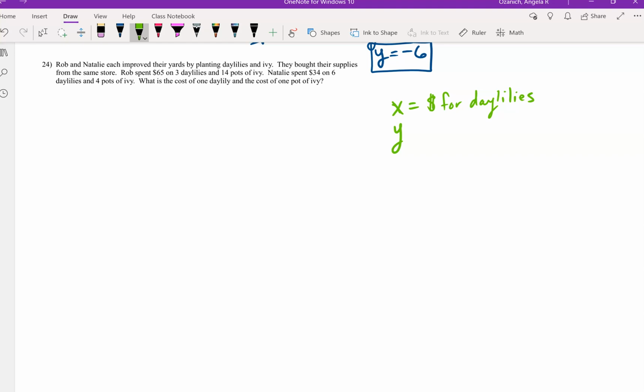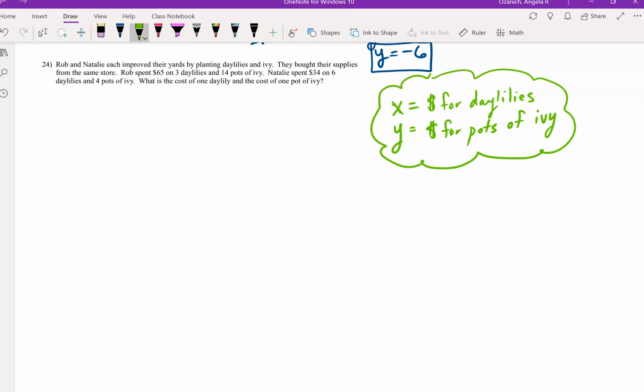Okay. And let's make y be, what else do we have? Pots of ivy. So let's make y be the amount spent for pots of ivy. Okay, so this is actually going to be a super important first step for all of your story problems, is just to define what your variables are going to represent. And you could have used D for daylilies and I for ivy. I'm just going to keep it in terms of X and Y, so that's a little easier.